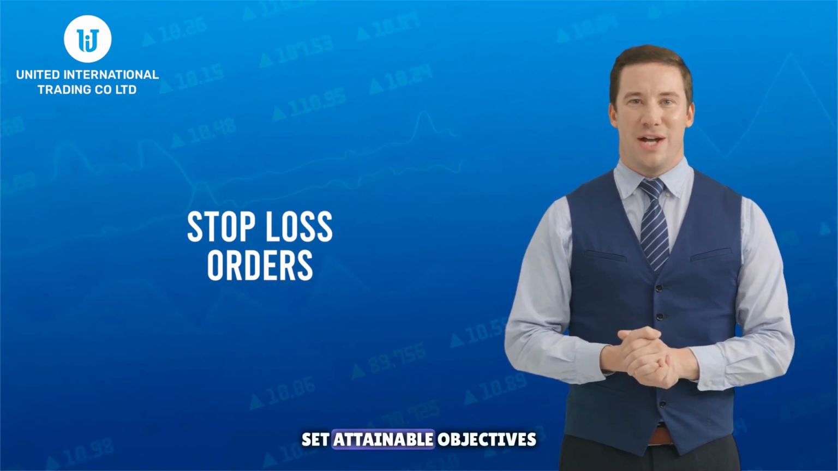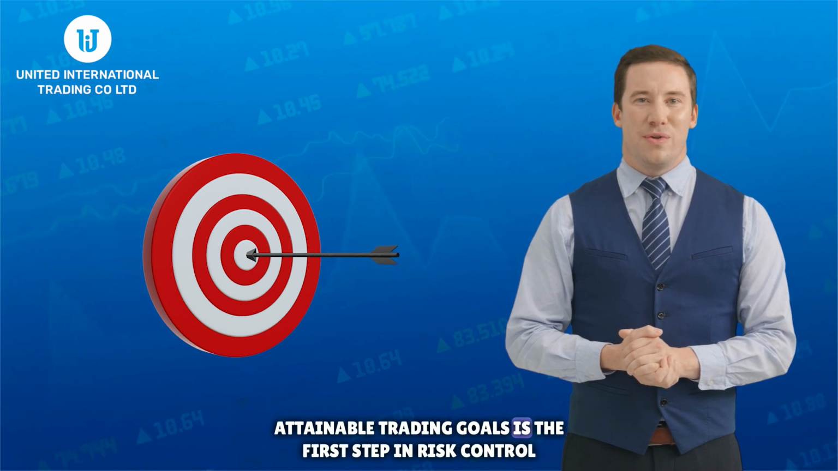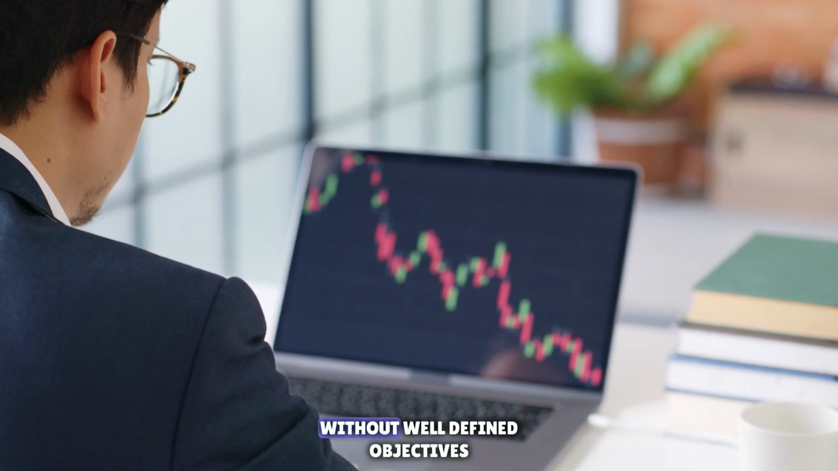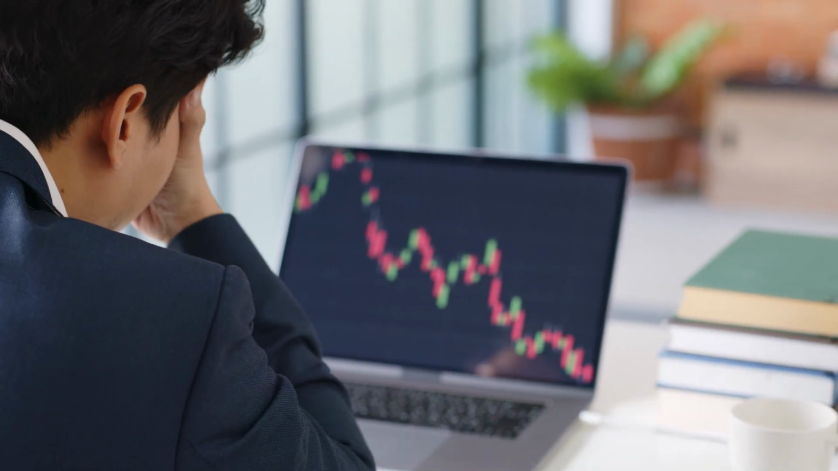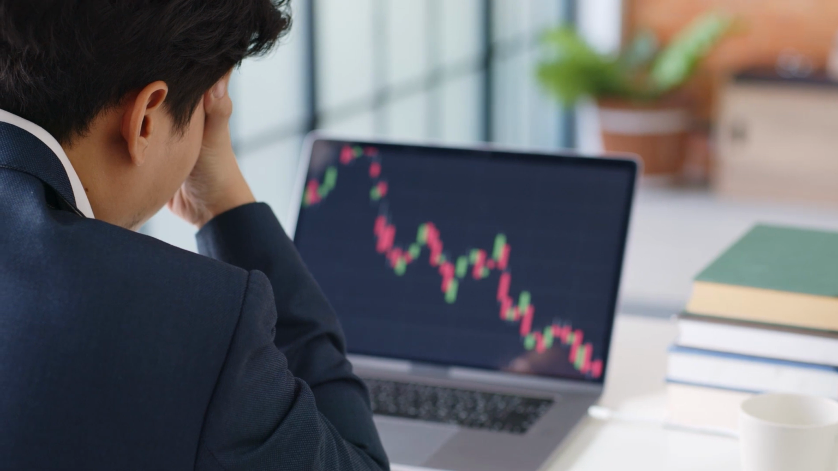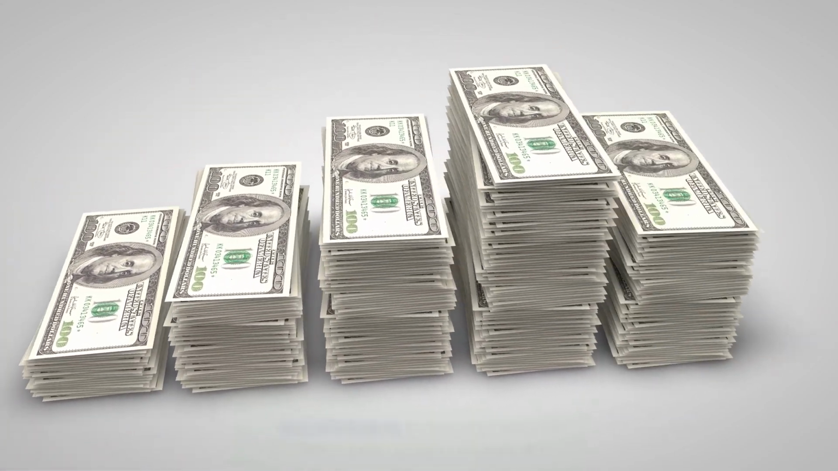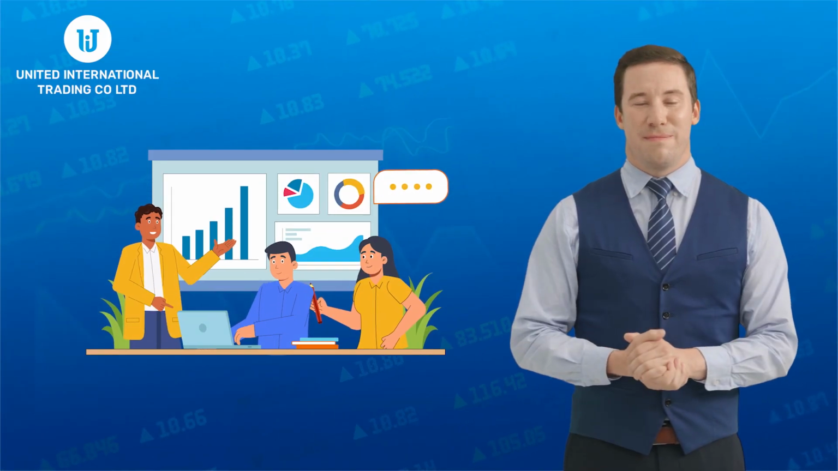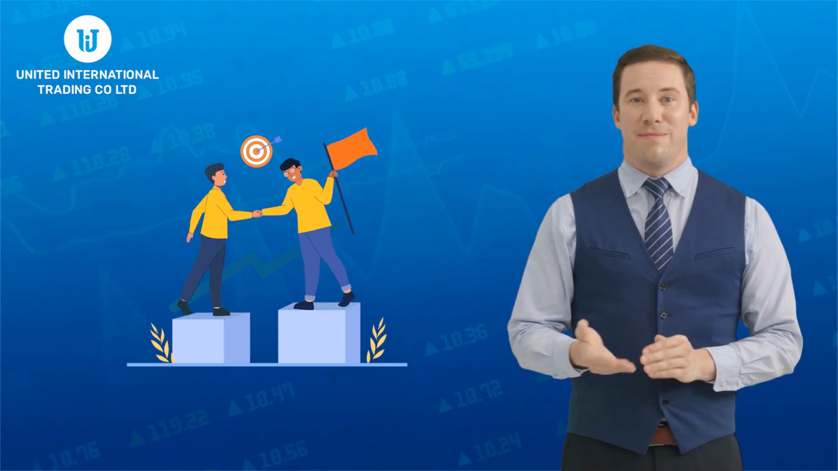Set attainable objectives. Setting clear, attainable trading goals is the first step in risk control. Without well-defined objectives, traders could become victim to overtrading, increasing their risks. Setting realistic profit and loss targets aids in the maintenance of discipline and emotional stability during trading. It is critical to have a well-defined plan and to stick to it.